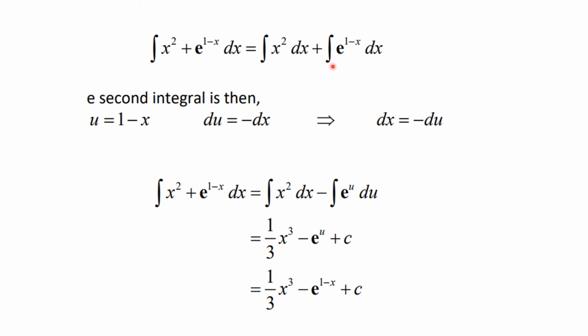So on this one, we're going to have to use a different substitution on the second one, and this first one requires no substitution. We're doing it term by term. So on the second integral, it's going to be u is equal to 1 minus x, du is equal to minus dx, and dx is minus du. So when we substitute that in, we're going to get 1/3 x cubed for the first one, minus, and this antiderivative is going to be minus e to the u plus c, and then I reverse my substitution, and that is my answer for that problem.